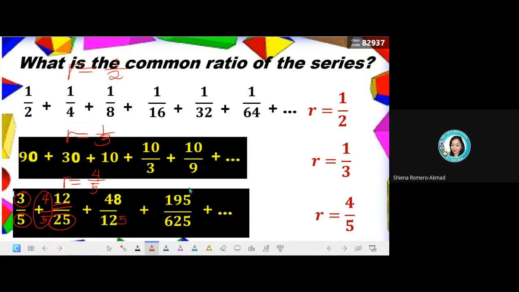So, since 4 over 5, mayroon ba itong sum o wala? Is there a sum or wala pong sum? As long as hindi siya nagiging 1, there is a sum. Therefore, lahat po ng mga yan is an example of a geometric sequence, infinite geometric sequence, na mayroong sum. Okay? Possible na makuha natin yung sum ng mga yan.